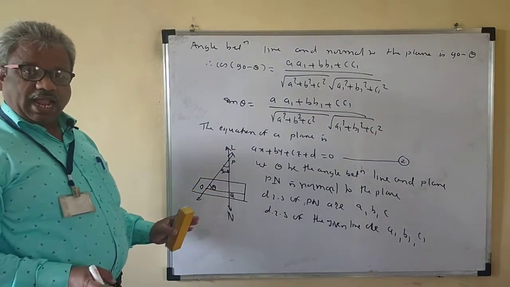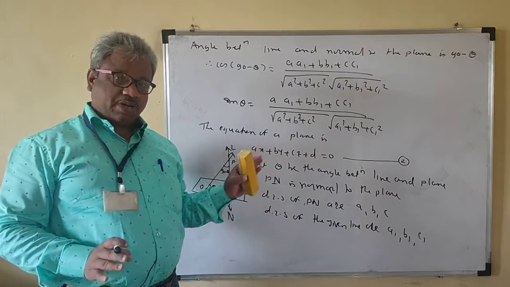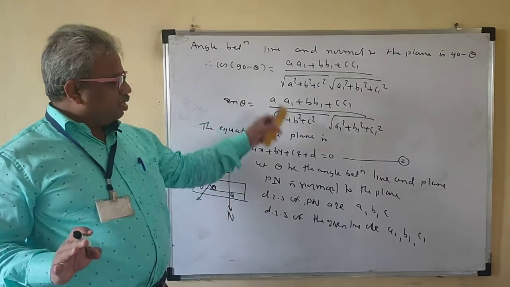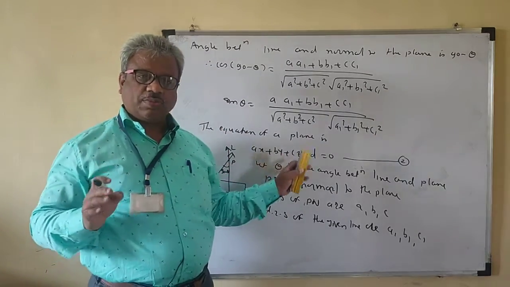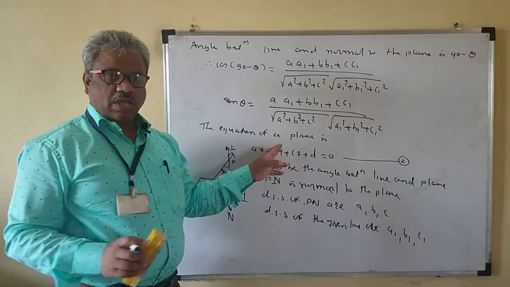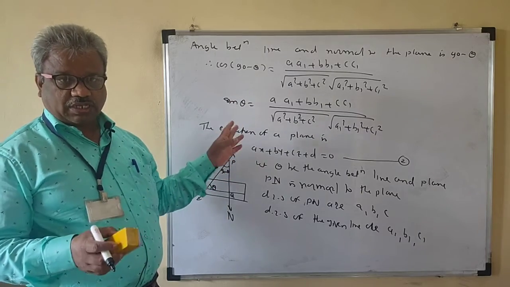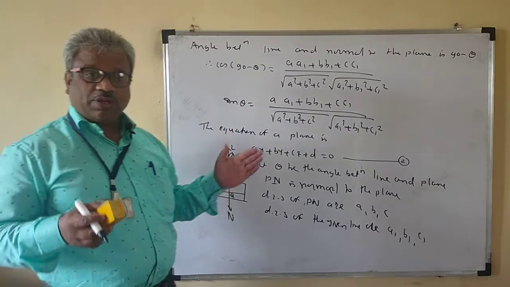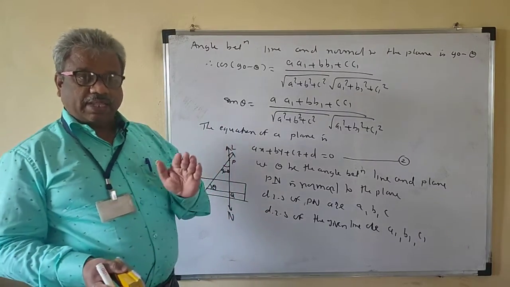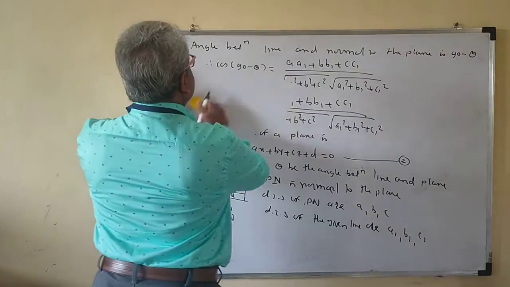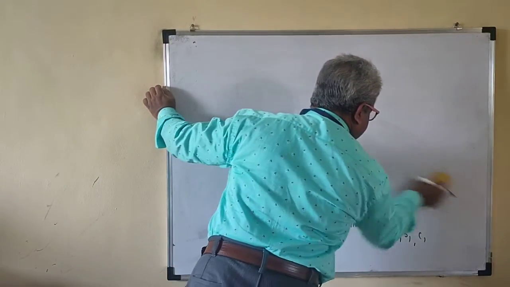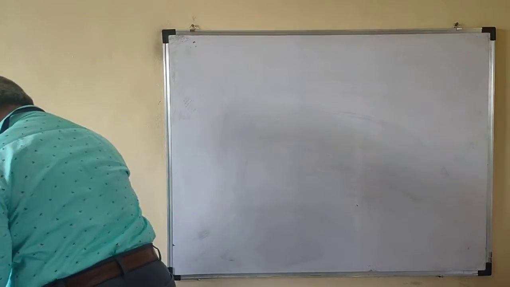The angle between two lines is cos theta, but the angle between a line and a plane is sin theta. Only this is the difference: instead of cos theta there is sin theta. We are using the direction ratios of the normal to the plane and of the line only. The angle between two planes is also cos theta, and the angle between two lines is also cos theta, but the angle between a line and a plane is sin theta. So remember this as the formula. We'll take a problem on it.